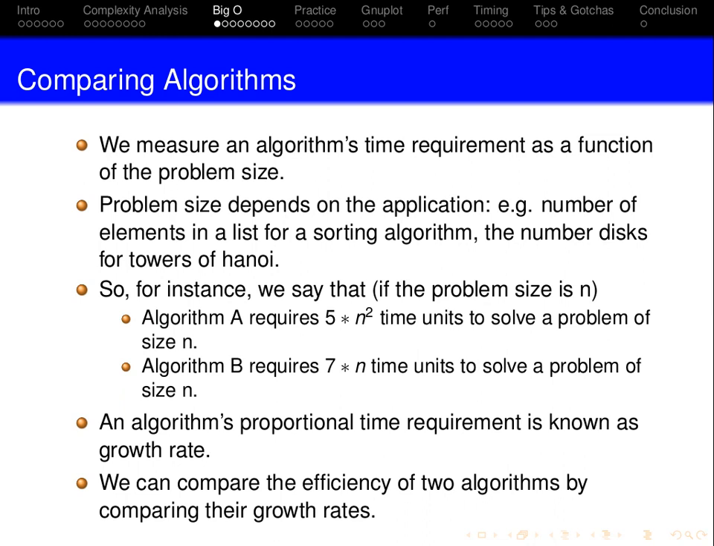Okay. So, comparing algorithms. If we have two competing algorithms, we're trying to evaluate the performance. We went through this whole cost function, which gives us a formula at the end. But how do we determine when one is better than the other? We can measure an algorithm's time as a function. If algorithm A requires 5 times n squared time units to solve, and B requires 7 times n, do you know which one's better?